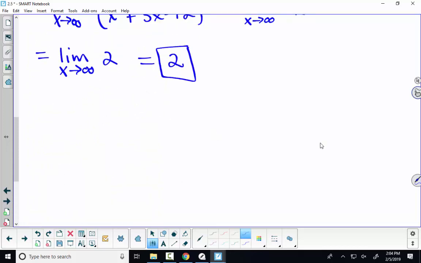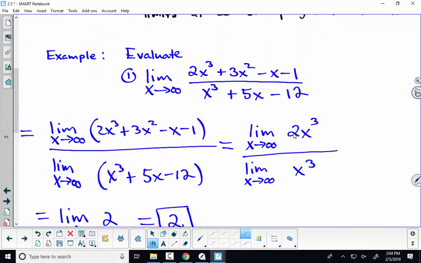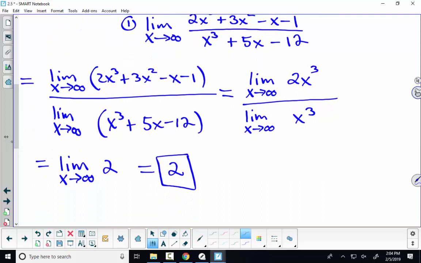What do we now know about this function, 2x cubed plus 3x squared minus x minus 1 over x cubed plus 5x minus 12? From that limit, what do we know about it? As x approaches infinity, the function values, the y values, approach 2. So what does that mean? Horizontal asymptote at y equals 2. I'll just write this out. I didn't label it as f of x, so I don't want to confuse things.